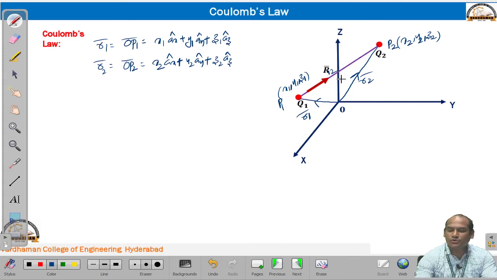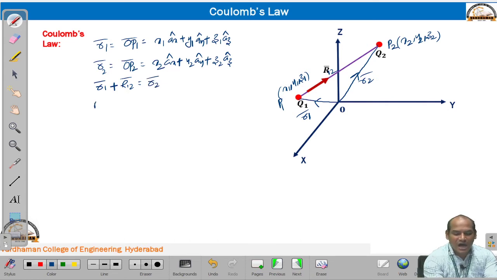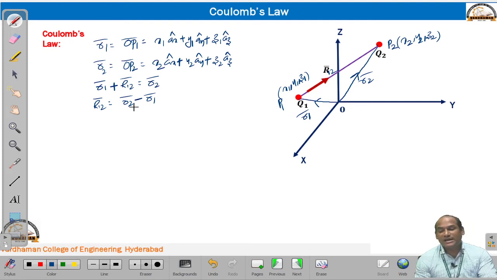So, for these two we can apply the vector addition rule, so that we will get R1 bar plus R12 bar is equal to R2 bar. But what we need in our force equation is R12 bar. So, R12 bar is equal to R2 bar minus R1 bar. What is this? R2 bar is the position vector of the point charge Q2 where we are finding the force, and R1 is the position vector of the point charge Q1, due to Q1 only we are getting the force, that is the cause for the force.